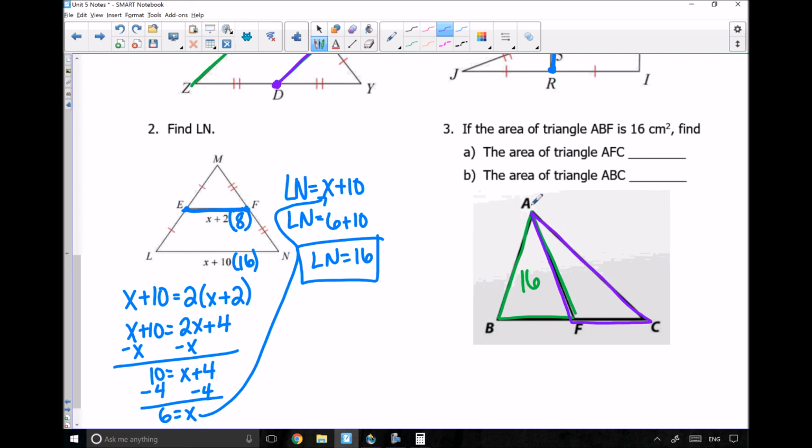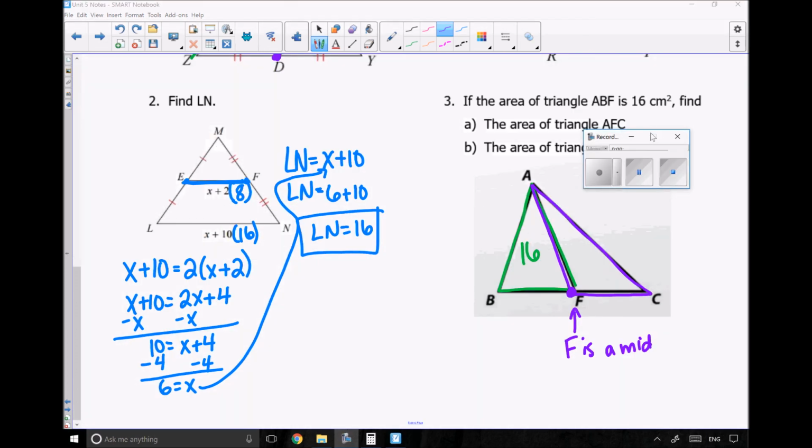Well, first of all, I didn't tell you this, but I want you guys to know right here, F is a midpoint. So since F is a midpoint, that means that AF is a median, which means that my triangle's area has been bisected, which means that this area inside of my green triangle is the same area as the purple triangle. Therefore, I can say that the area of triangle AFC is 16 square centimeters.